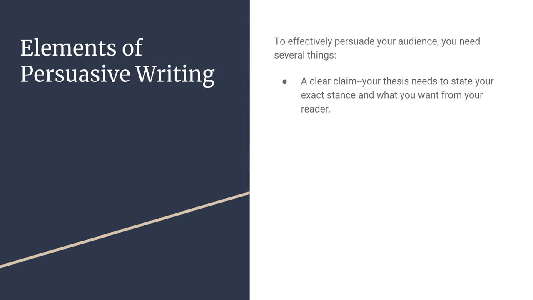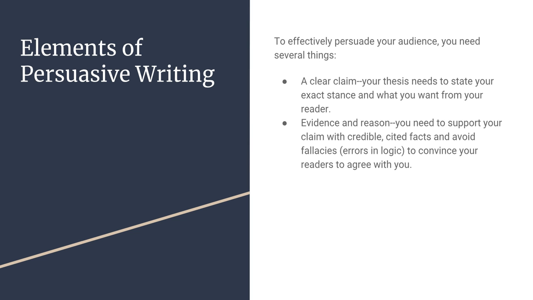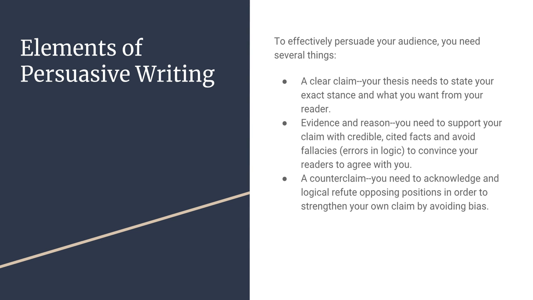So, the elements of persuasive writing are a clear claim. To effectively persuade your audience, you need to have a thesis that states your exact stance and what you want from your reader. Evidence and reason. You need to support your claim with credible, cited facts. And you need to avoid fallacies. These are errors in logic to convince your readers to agree with you. And you also need a counterclaim where you acknowledge and logically refute the opposing positions in order to strengthen your own claim by avoiding bias.